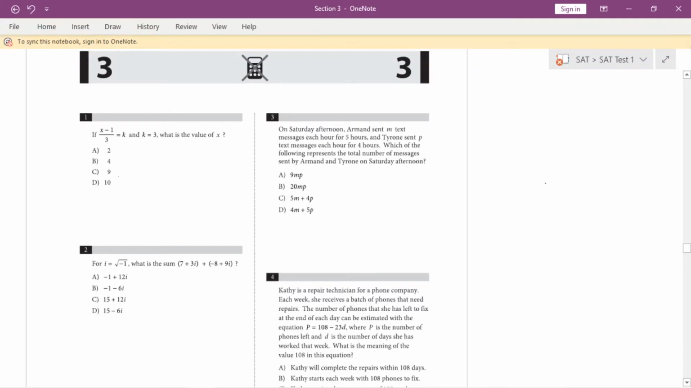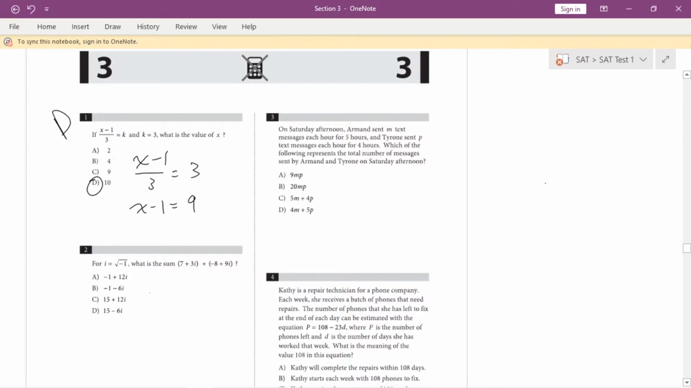Number 1, we see if x minus 1 over 3 is equal to k and k is equal to 3, what is the value of x? So let's write that down. X minus 1 over 3 is equal to 3. Well, if that's the case, x minus 1 is equal to 9, and then the only way that works is x is equal to 10. So the answer is D, Delta.